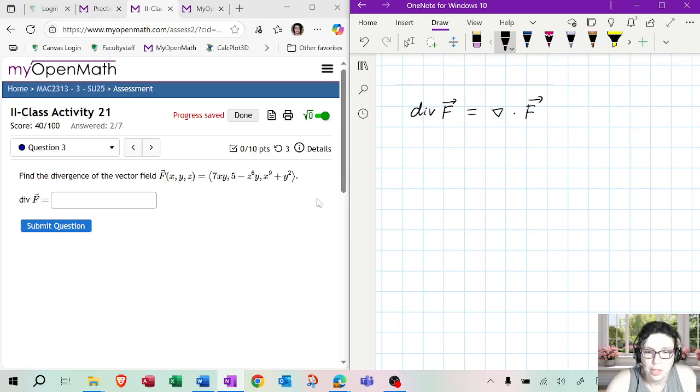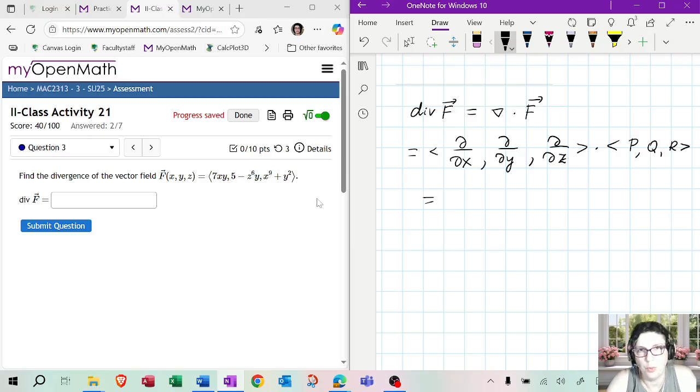What does that mean? Imagine some imaginary vector that is not really a vector, but it just contains the partial derivative signs: partial with respect to x, partial with respect to y, partial with respect to z. So instead of multiplying, we're actually going to be applying those partials to the components of vector f. Vector f has components P, Q, and R, and we are just going to quote unquote multiply, but really just apply the partials. So it'll become the partial derivative of the first component with respect to x.